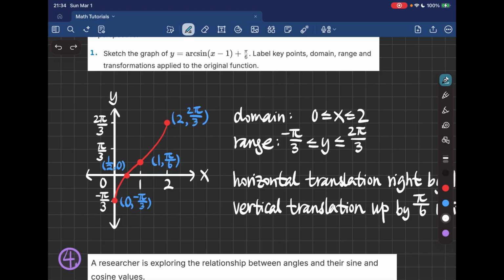So notice that this is the x minus 1. It is a horizontal shift to the right by 1 unit. So now the domain, which is originally -1 to 1 inclusive, becomes +1 here and +1 here, which is like from 0 to 2 inclusive. And the original range is -pi over 2 to pi over 2, and you add pi over 6 to each side. So now you have this new range.